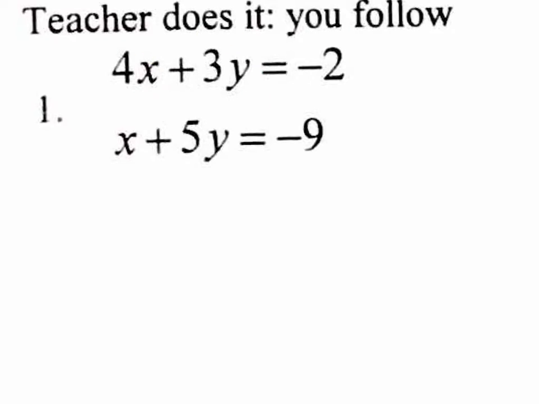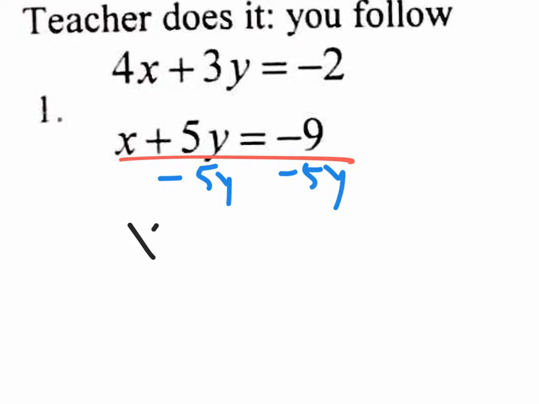Now if I would pick the top equation, then I'd have to pick either X or Y to get by itself. So let's say I did pick the top equation, I want to get X by itself, I'd have to subtract 3y and then divide everything by 4. It's a lot of steps. So the quickest route is to pick the bottom equation. I'm going to pick this guy, and we're going to get X by itself by subtracting 5y and subtracting 5y.